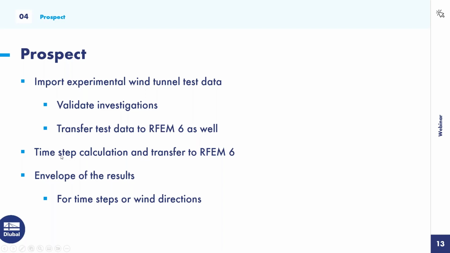The next big part is that we plan to have a time step calculation, which is already possible with the transient calculation, but to have it transferred back to RFEM6 and combine it with the time history analysis, so that you can check if your structure is swinging a lot over time, and if you have to take some more construction steps to fix it or not.